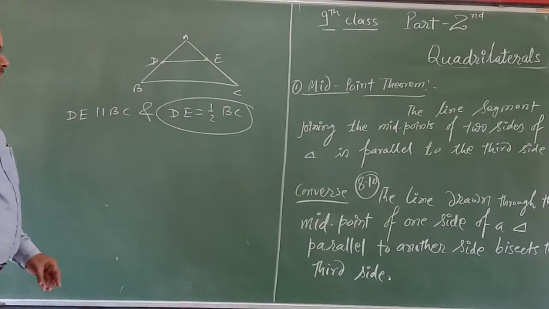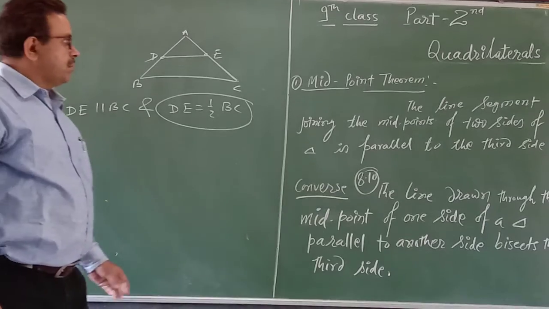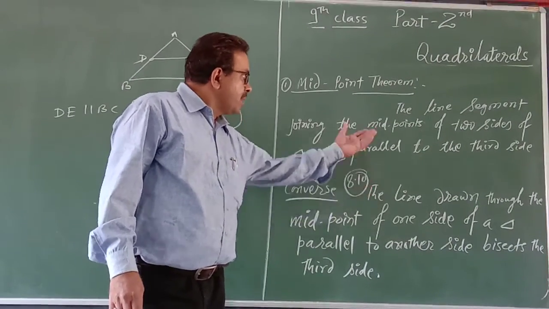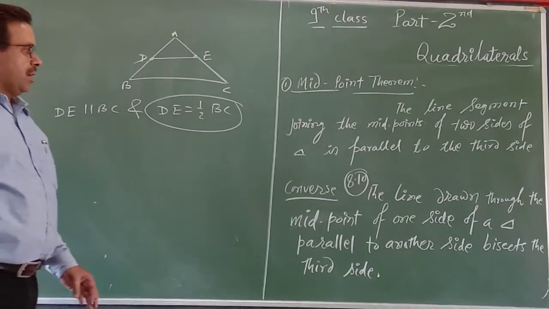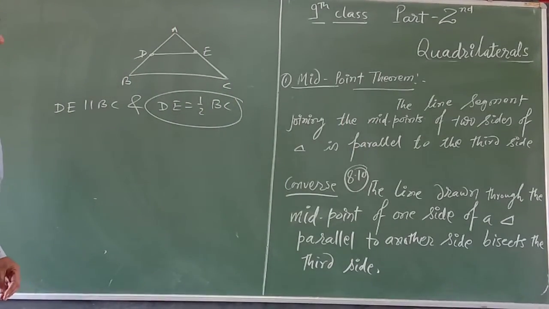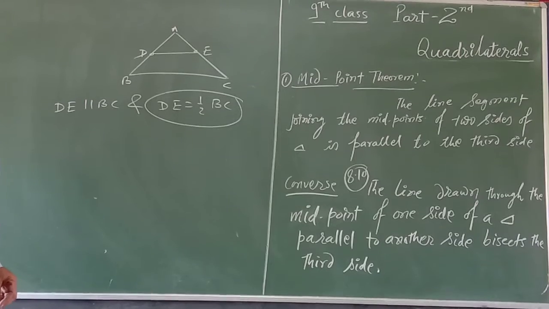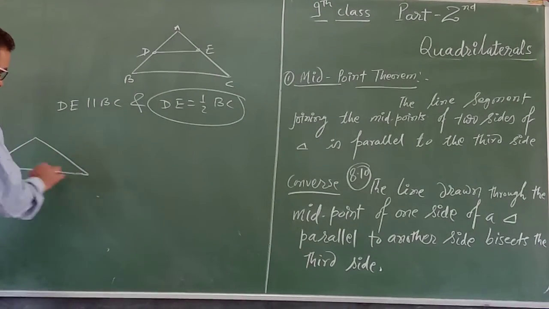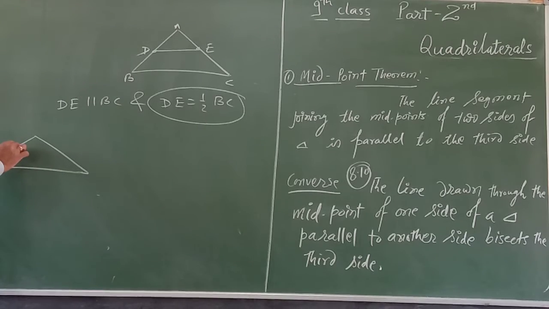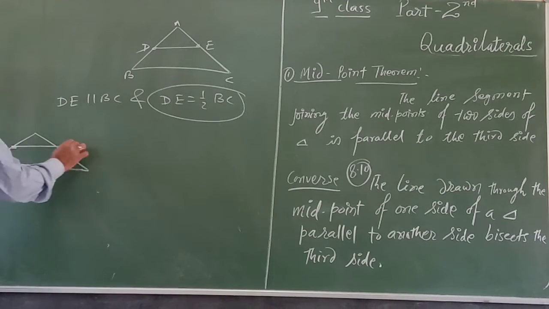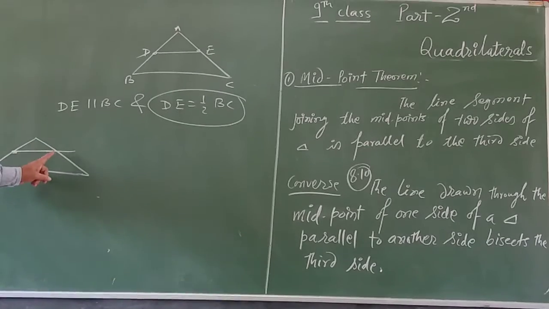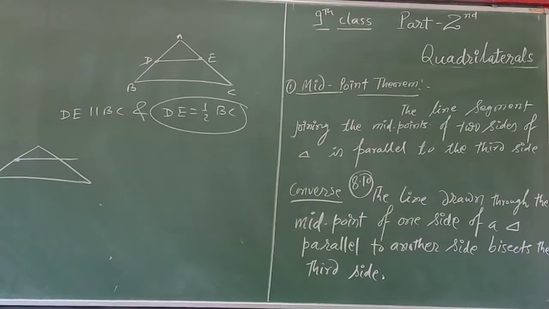The converse of this is the theorem as in your textbook, 8.10. The converse of this theorem: the line drawn through the midpoint of one side of a triangle, parallel to another side, bisects the third side.